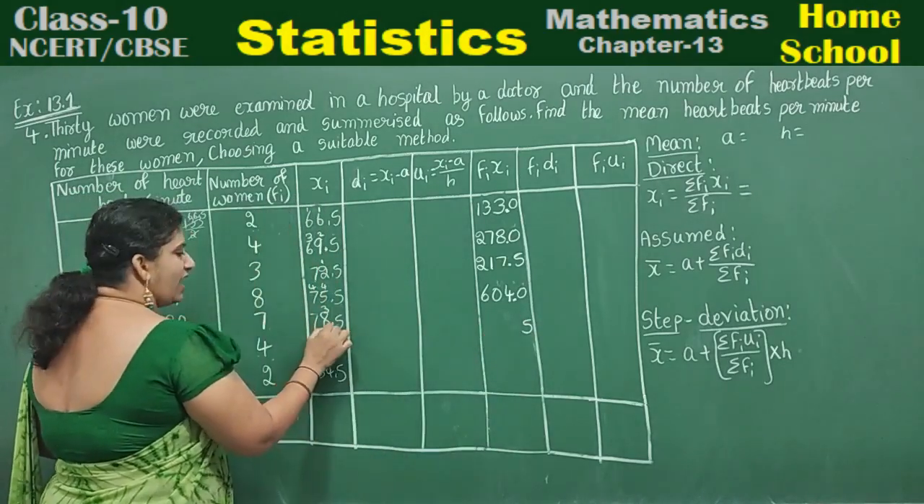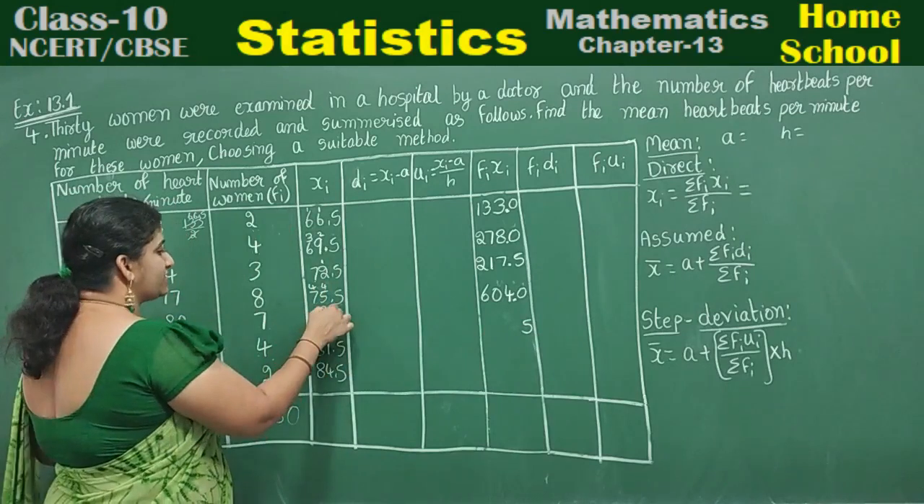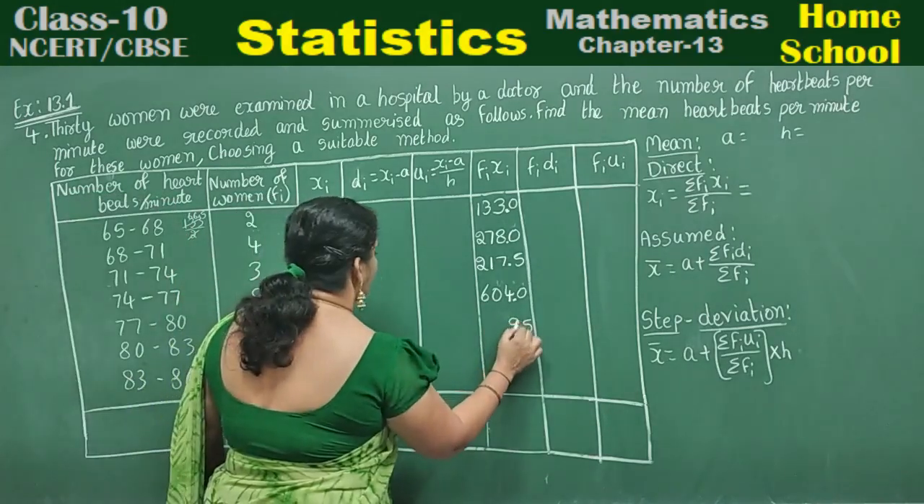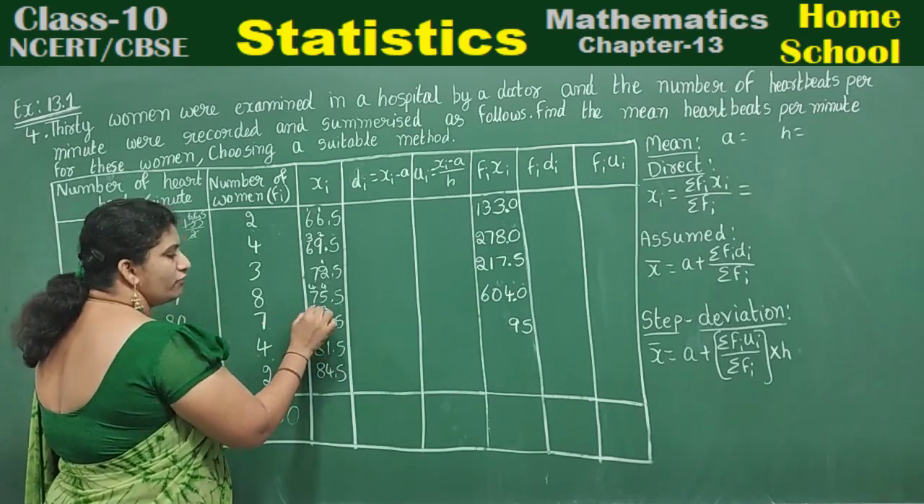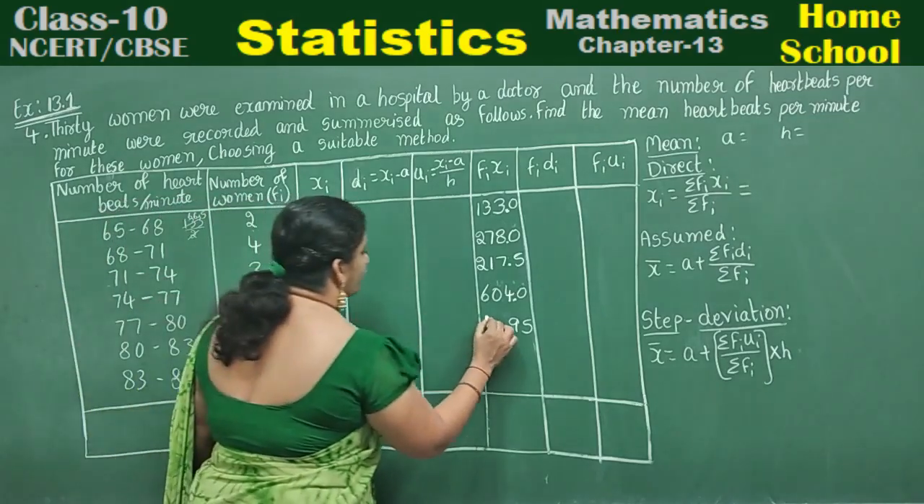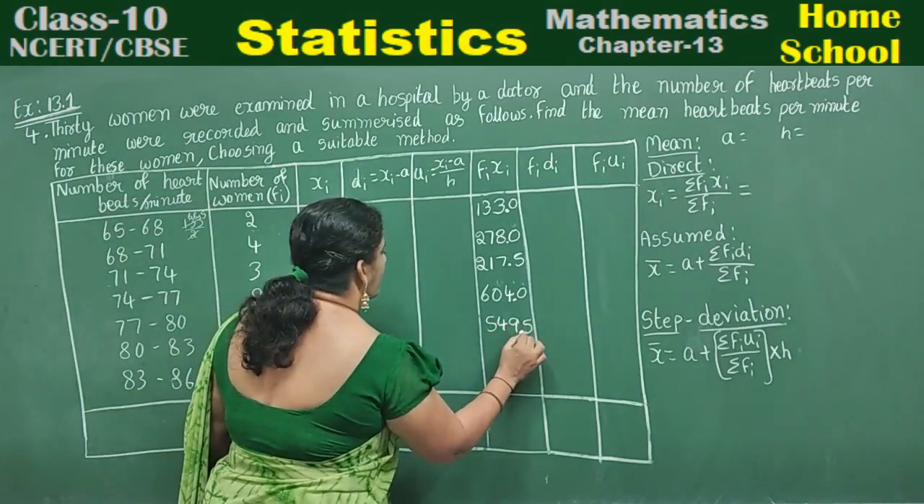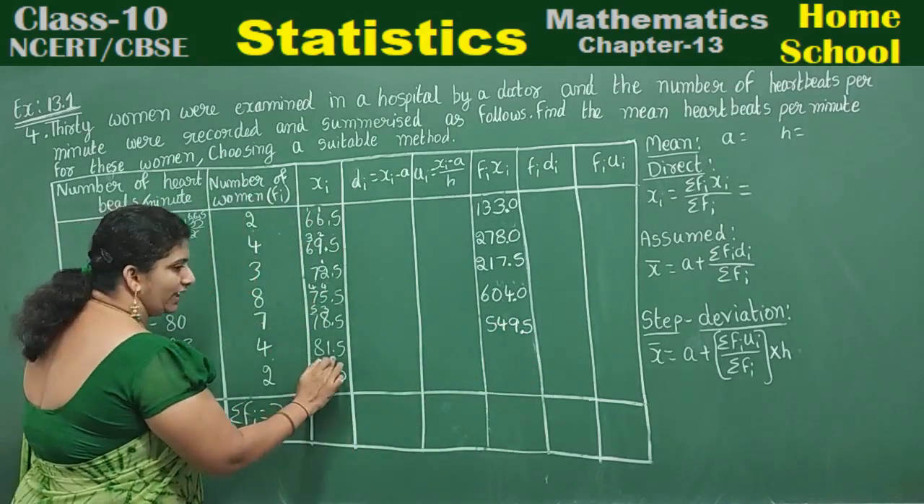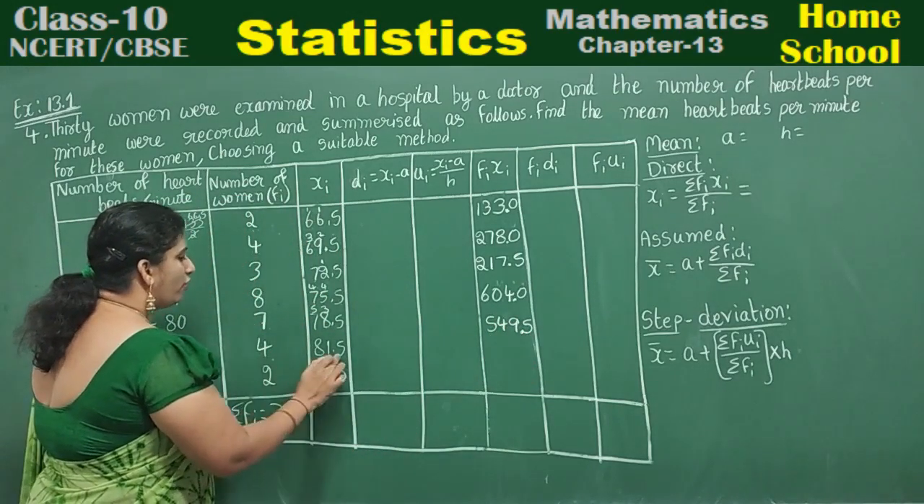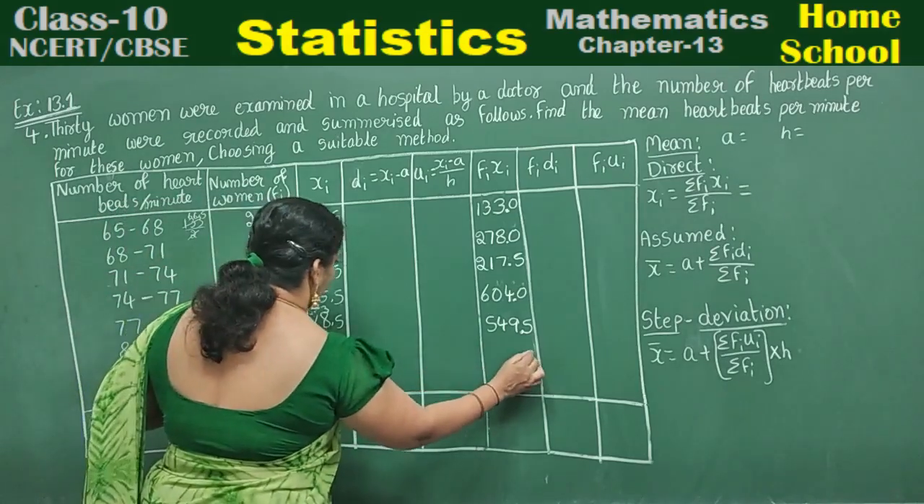7 into 78.5. 7 5s are 35. 7 8s are 56. 56 plus 3, it will be 59. 7 7s are 49. 49 plus 5, 54. 549.5.